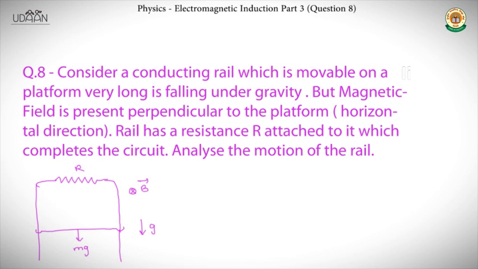Proceeding on to question number 8, the question is, consider a conducting rail which is movable on a platform, very long, and is falling under gravity, but a magnetic field is present perpendicular to the platform, that is in a horizontal direction. Now the rail has a resistance of capital R attached to it which completes the circuit. We have to analyze the motion of the rail.